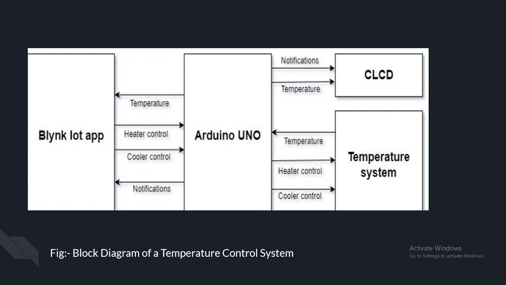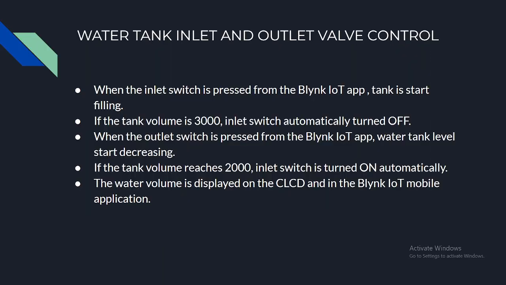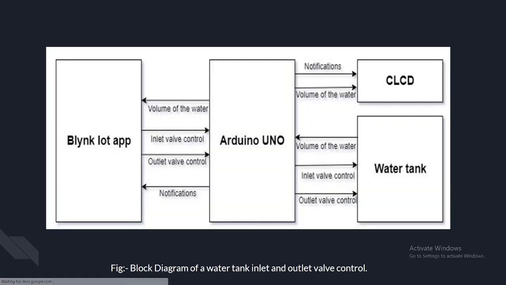For water tank level control, we can control the water tank level by turning on or off the inlet and outlet valve through the Blink IoT mobile app. When the water level in the tank is 3000, the inlet switch is automatically turned off. When the outlet switch is pressed from the Blink IoT app, water tank levels start decreasing. If the tank volume reaches 2000, the inlet switch is turned on automatically. The water volume is displayed on the CLCD and in the Blink IoT mobile application.